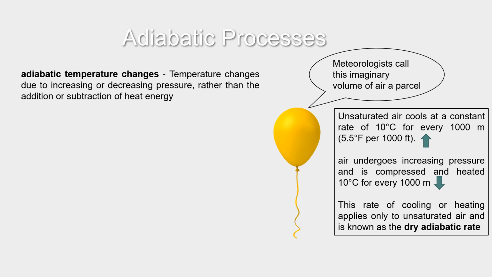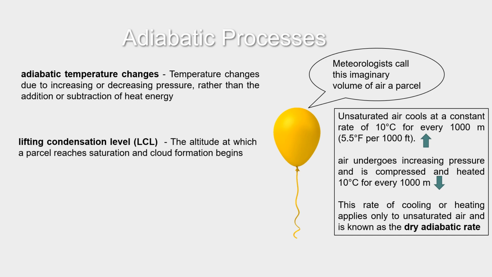And as this volume of air, the parcel, this balloon, goes up, it would reach an altitude, a specific height, where there's the lifting condensation level. It's called the lifting condensation level. As the air lifts up to the atmosphere above, it reaches the altitude at which a parcel reaches saturation and cloud formation begins.